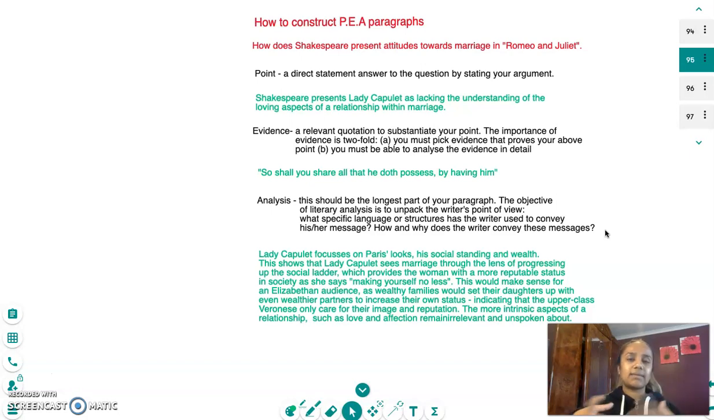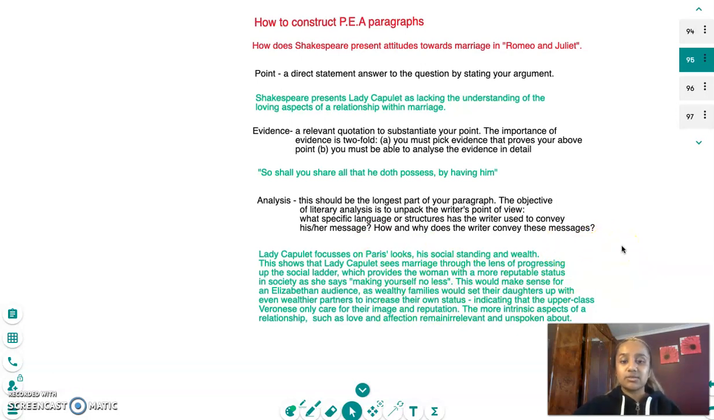So we've got to get past the surface level of these characters and think about the way that they are constructed. How are they constructed? Why are they constructed to be that way? What is the message that the author is trying to convey through these characters? And that's what we really need to unpack in the analysis. And the analysis should be the longest part of your paragraph. So let's get into this exemplary piece of analysis that I've given.